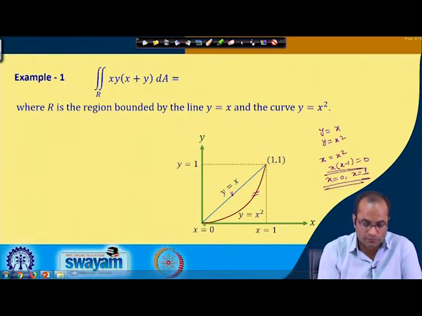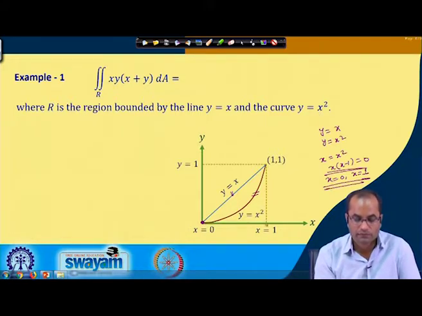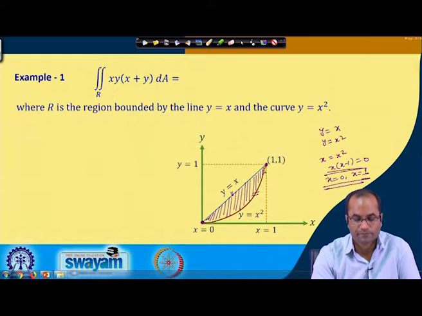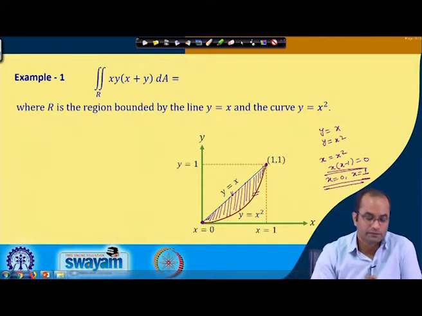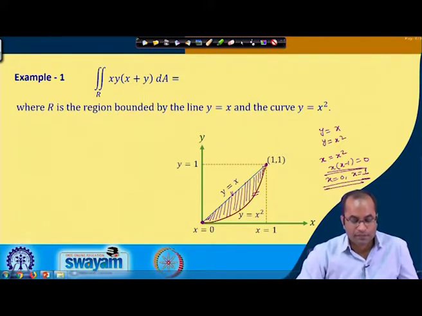So, at x is equal to 0 we have y also 0 naturally. So, this is the point of intersection, and the other one is when x is equal to 1. So, y is also 1. So, this is the another point. So, this is the area which we call the area of integration. So, over this region, the region of integration, we will now integrate the given function, this x y multiplied by x plus y and this dA.